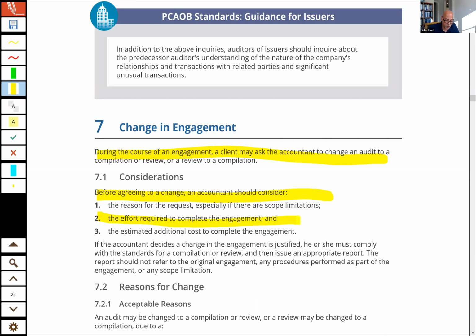For example, what is the effort required to complete the engagement? Look, if you are pretty much done with the audit and then they turn around and say, we want a review, you're going to say, no, we're just going to issue the audit report because we have the evidence, the work done to issue the audit report. Because it would be a little weird for them to all of a sudden start asking for a report that gives less assurance than the report that all you got to do is press a button now to issue it. Okay, so you want to consider that.